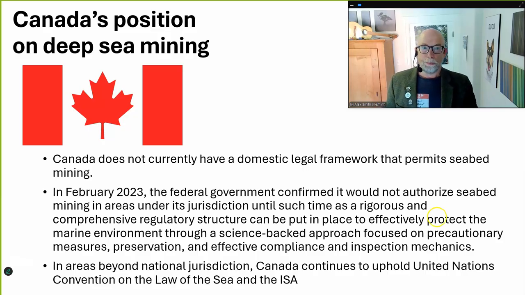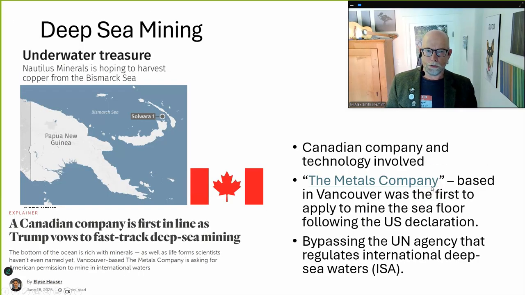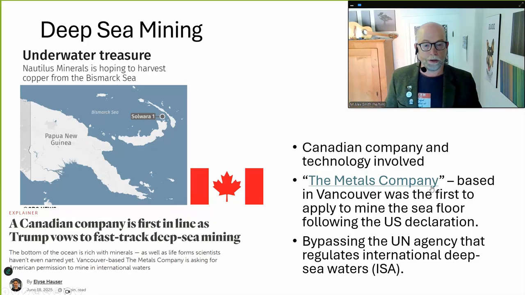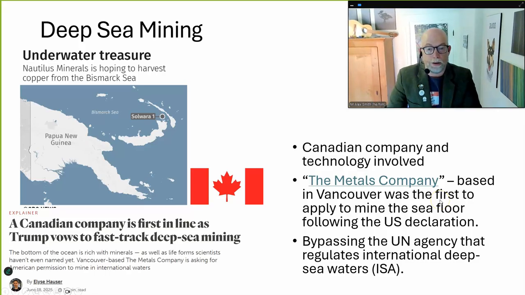So potentially that's good news for our role in the international community, yes? So governmentally, perhaps, but there are Canadian companies that are real accelerants of this race to gather minerals from the bottom. One of them in particular is called the Metals Company, based in Vancouver, and is always amongst the first to apply. And in this case, following the April 2025 declaration of the American government, it was the first to apply to mine the seafloor.